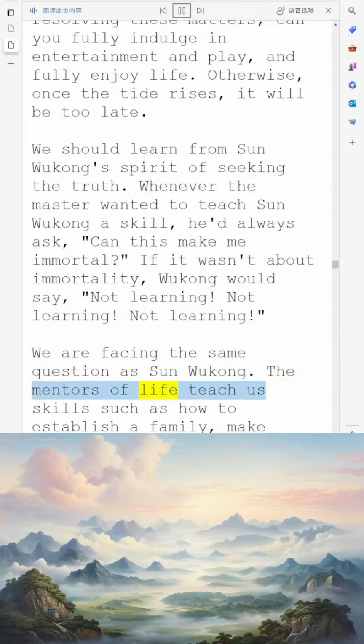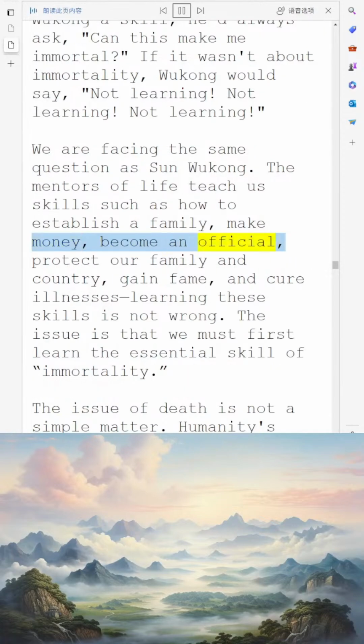The mentors of life teach us skills such as how to establish a family, make money, become an official, protect our family and country, gain fame, and cure illnesses. Learning these skills is not wrong. The issue is that we must first learn the essential skill of immortality.